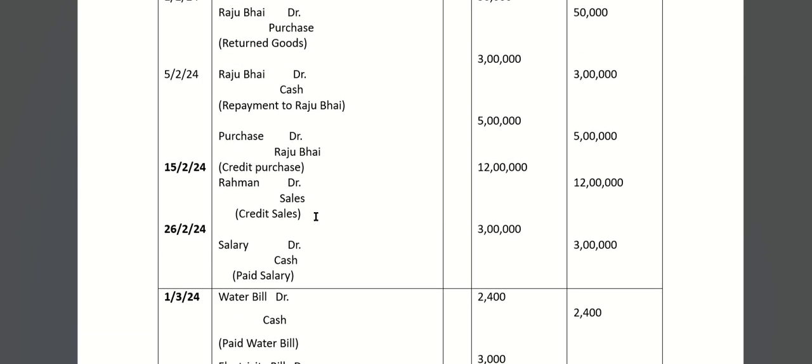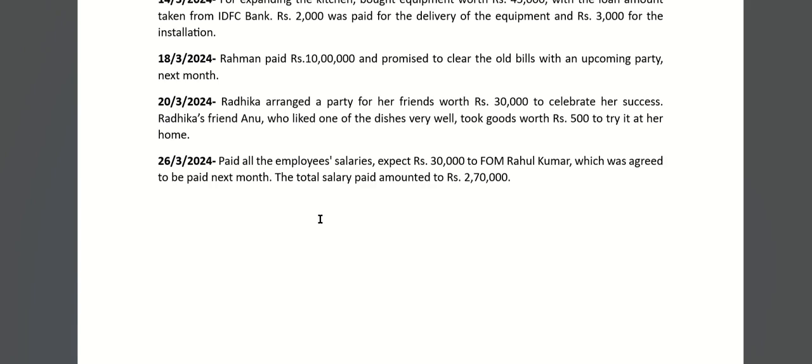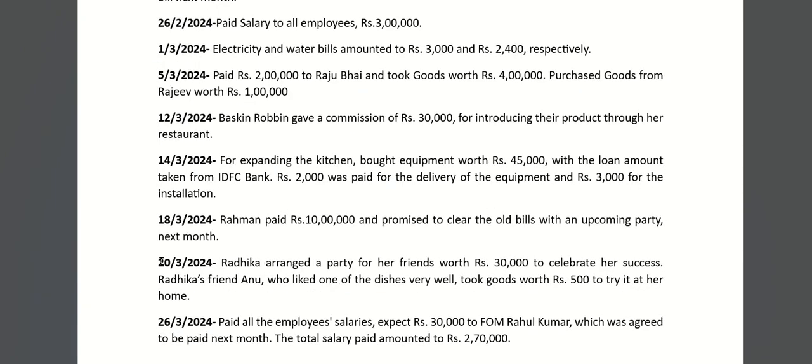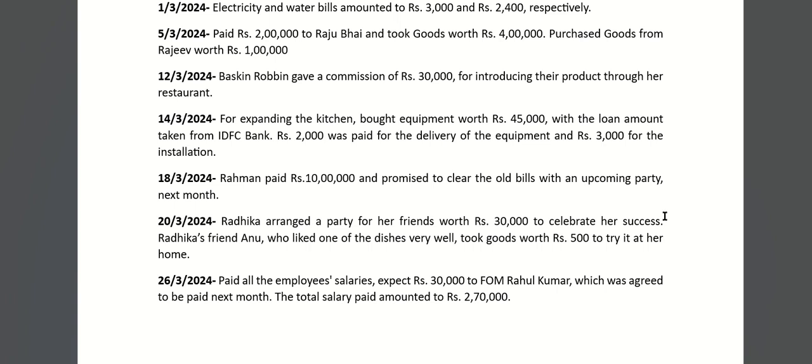Now we can go back. What is the next transaction? After 18/3/2024, the transaction happened on 23/3/2024. Radhika arranged a party for her friends worth rupees 30,000 to celebrate her success. Radhika's friend Anu, who liked one of the dishes very well, took goods worth rupees 500 to try it at her home.